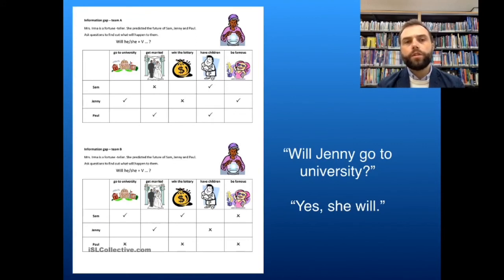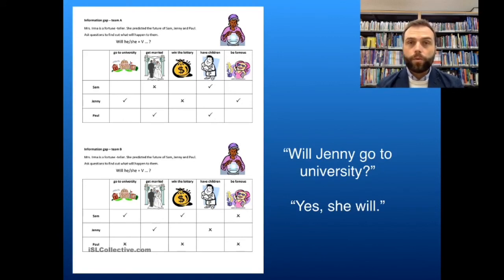If we move to the next one, get married. Now student A has to ask, will Jenny get married? Because student A has the blank, and student B has the check mark. So student B can answer, yes, she will. Okay. So this is a very much kind of repetitive practice of the grammar structures, and this would be good for scaffolding.